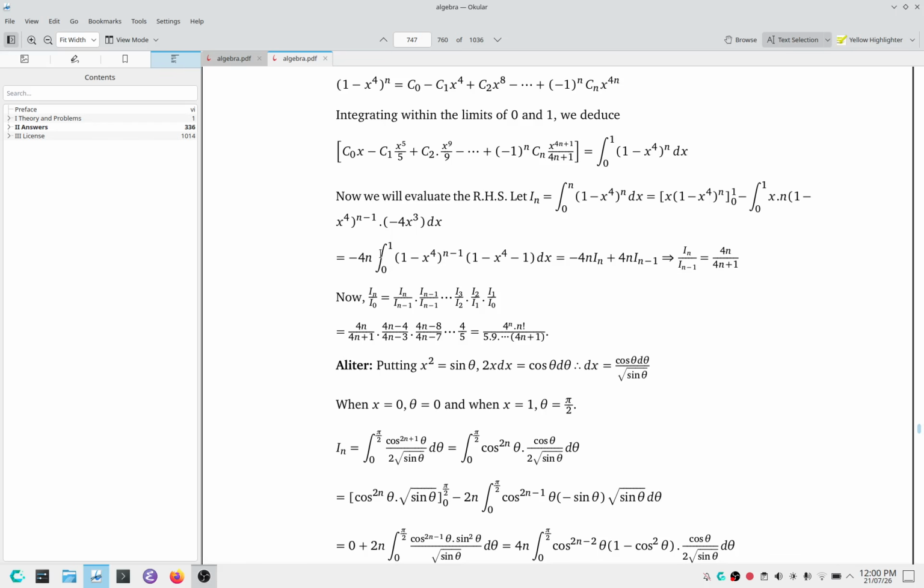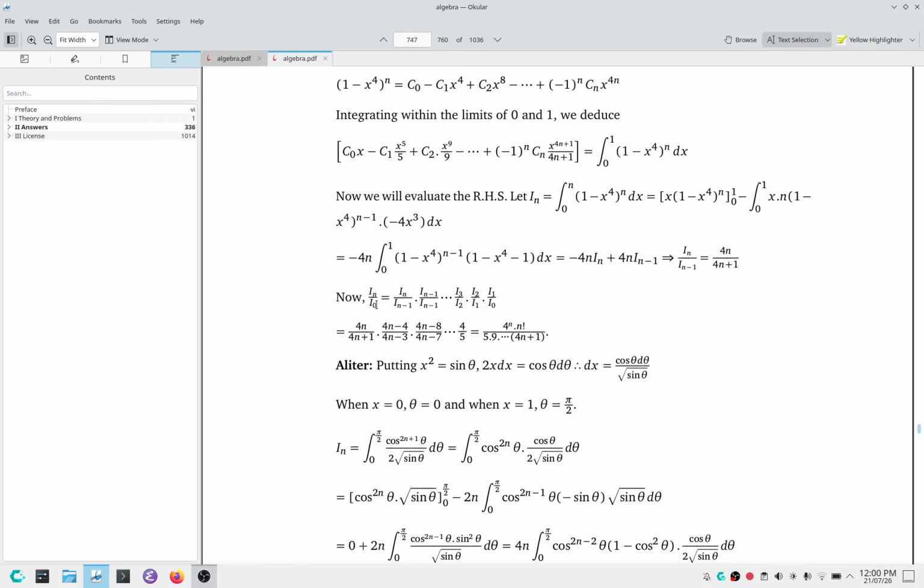So we have minus 4n, and we take it out, and we are left with integration within limits 0 to 1, (1 minus x^4) to the power n minus 1, (1 minus x^4 minus 1) dx, which is equal to minus 4n In plus 4n In minus 1, that is In upon In minus 1 is equal to 4n upon 4n plus 1.